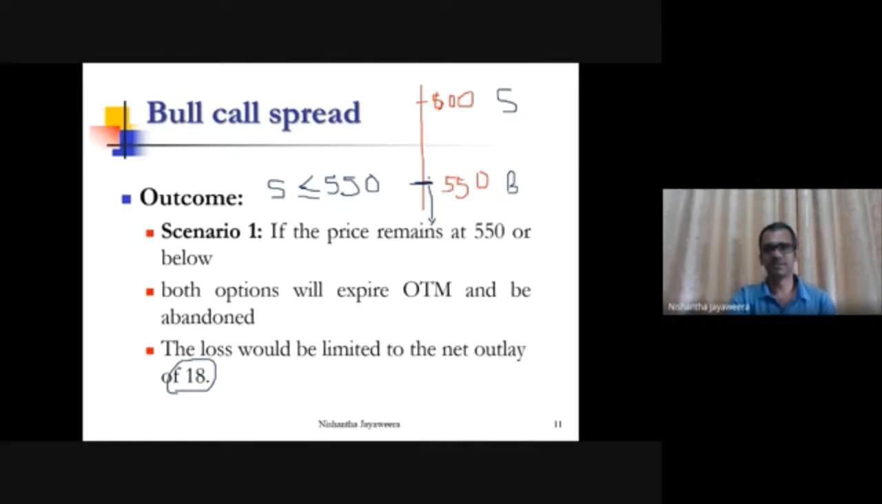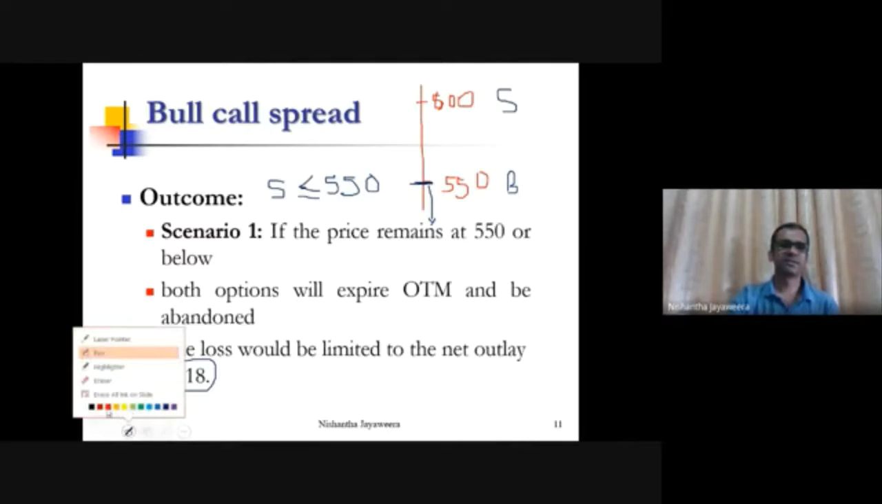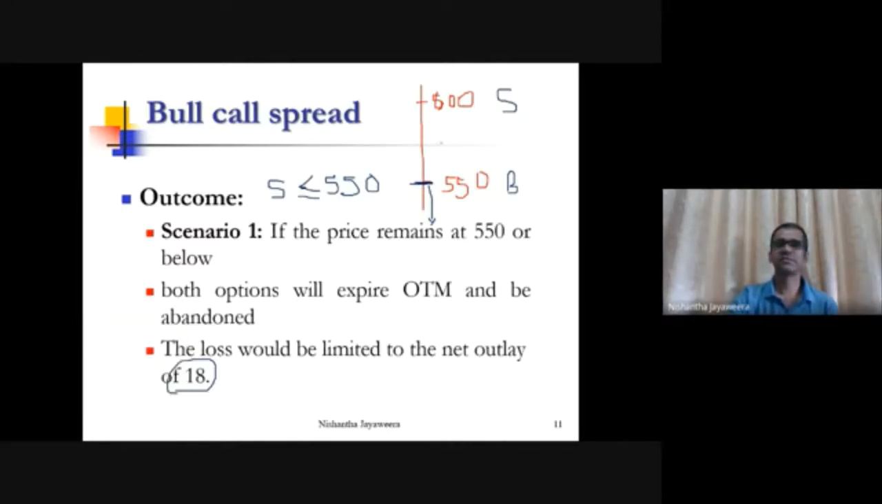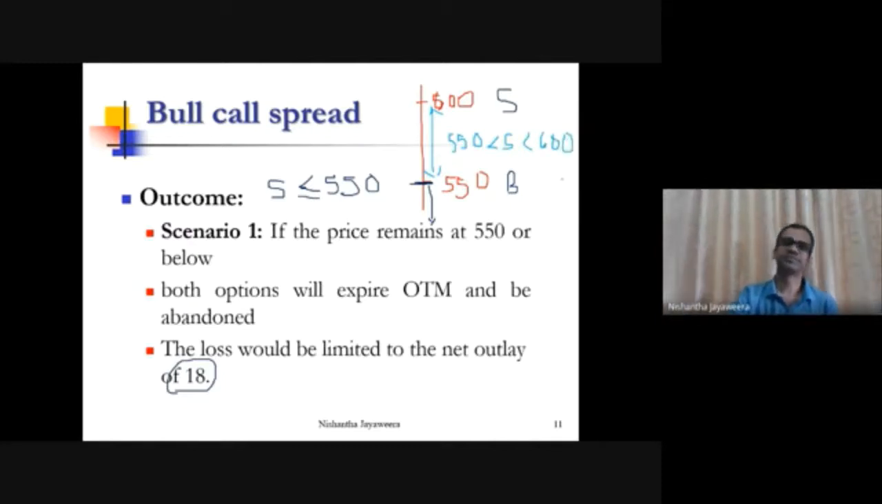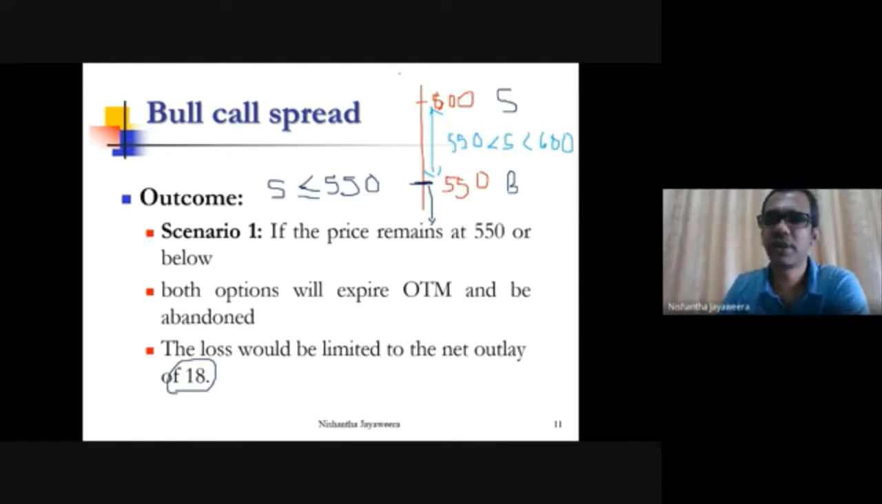Now scenario 2 is when the price is in between 550 and 600. What do you do? The price remains somewhere here, spot price is more than 550 but less than 600. What do you do? You exercise your right because you have a call option. You bought at 550.